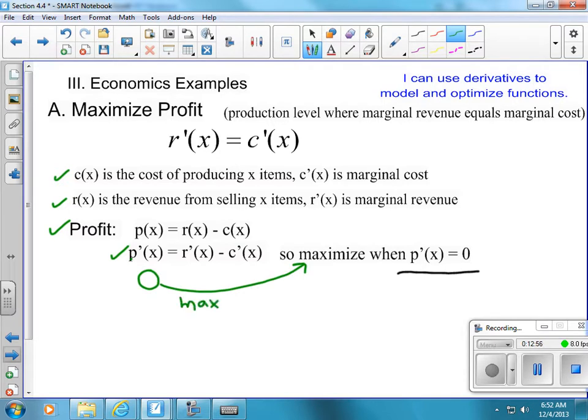Okay, and that's what we want to do. Well, that's what it says up here. I don't need to rewrite it. It says maximize profit. All right, so R minus C equals 0, the derivatives. Okay, so let's try a problem like that.